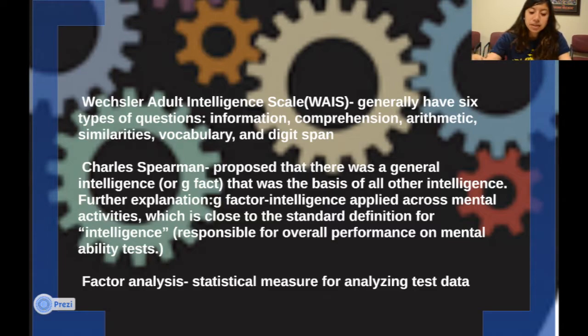Now we have Charles Spearman. He proposed that there was general intelligence, or a G factor. And what is this G factor, you might ask? It's where the G-factor intelligence applied across all mental activities, which is close to the standard definition for intelligence. So it's responsible for the overall performance on mental ability tests. And we also have this factor analysis, which is a statistical measure for analyzing test data.